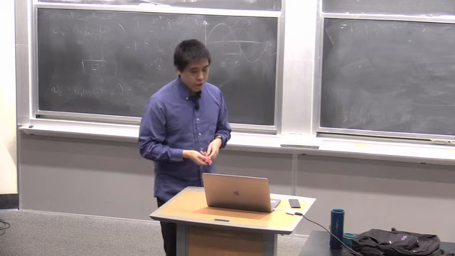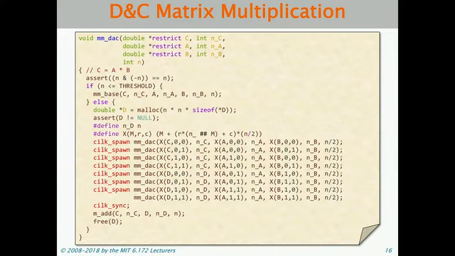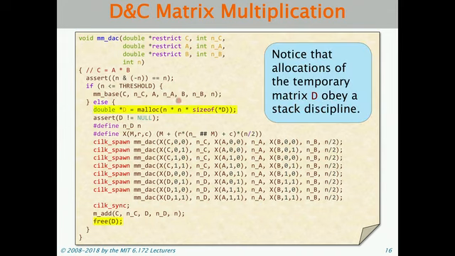So let's try to apply this theorem to a real example. This is the divide and conquer matrix multiplication code that we saw in a previous lecture. In this code, we're making 8 recursive calls to the divide and conquer function, each of size n/2. And before we make any of these calls, we're doing a malloc to get some temporary space. This is of size order n squared. And then we free this temporary space at the end.